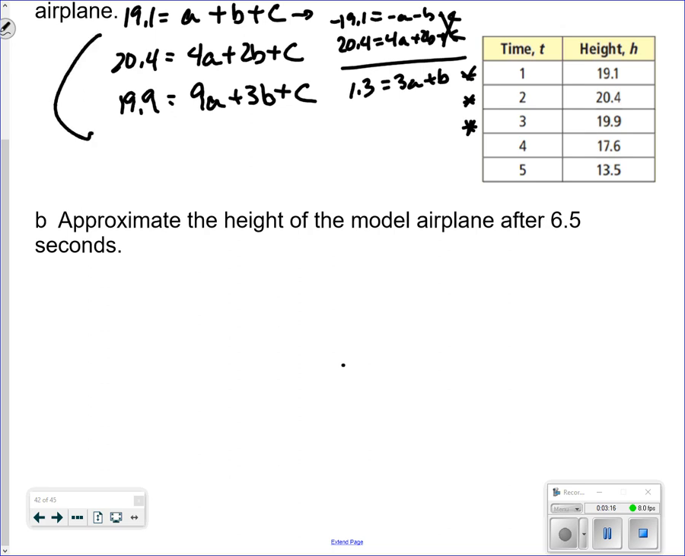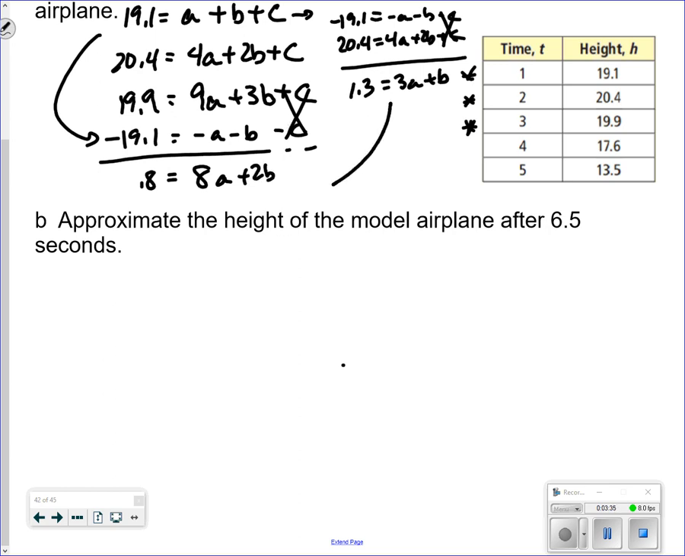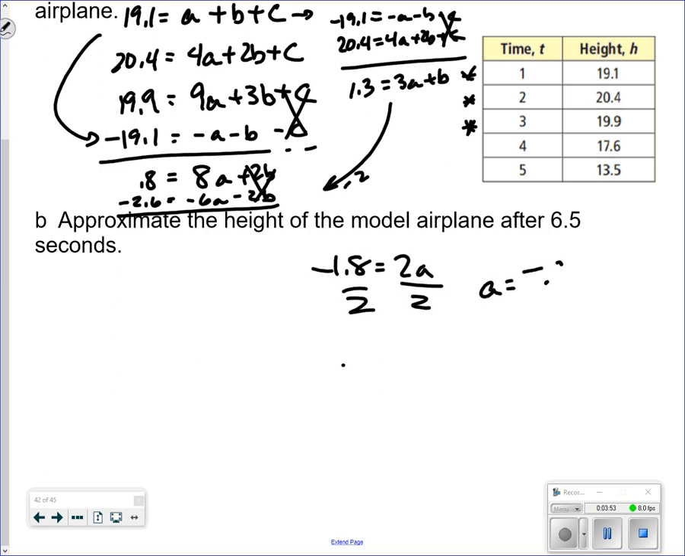Now I need to get rid of C again. So I'm going to multiply by -1 again. So negative 19.1, negative A, negative B, negative C. That will get rid of C again. 0.8, 8A, 2B. Now I'm going to multiply this one by -2. So I get negative 2.6, negative 6A, negative 2B. That gets rid of the B. So now I'm down to negative 1.8 equals 2A. Divide by 2, A is equal to negative 0.9.